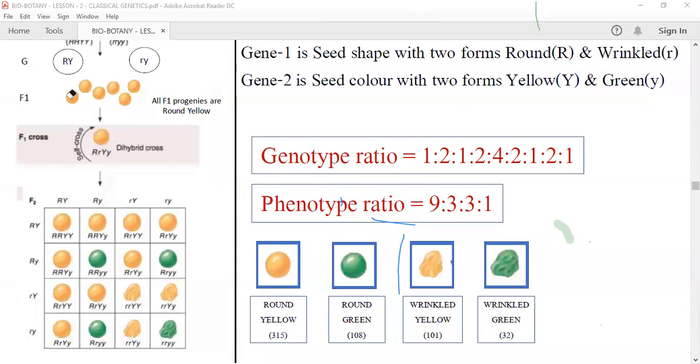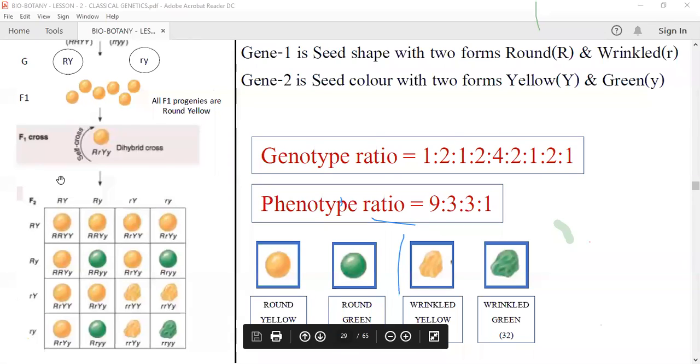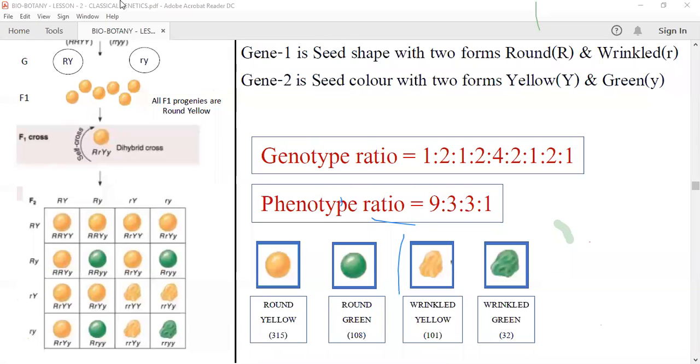So you see here, I will draw the structure now. Wait here. See here, you can see, we draw a structure like this.